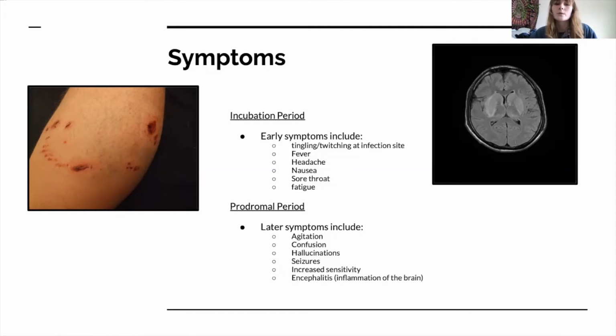And then the prodromal period, that's when it really starts to affect your nervous system. So you'll become way more agitated, you're confused, you can suffer from hallucinations, seizures, increased sensitivity, and then encephalitis, and that's going to be inflammation of the brain. I'll discuss that a bit later when I'm talking about how it's transmitted to humans, but it just talks about how the disease is multiplying in your brain.